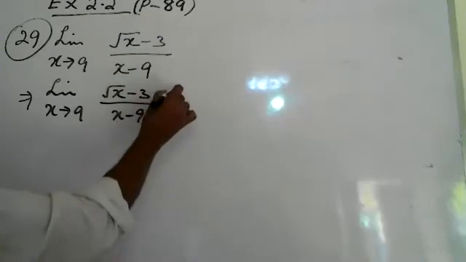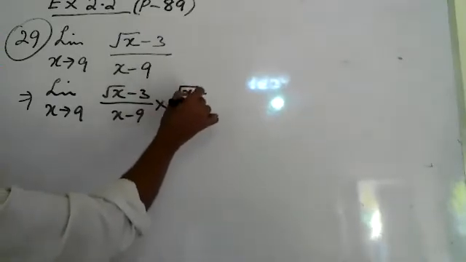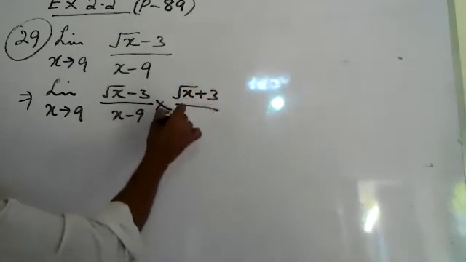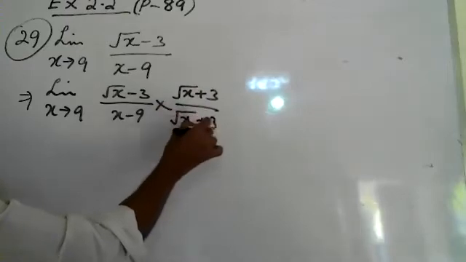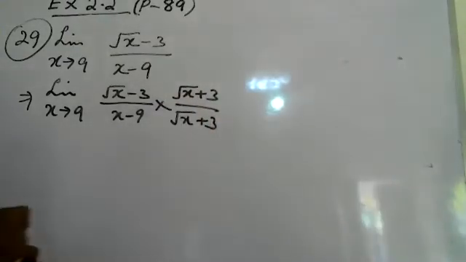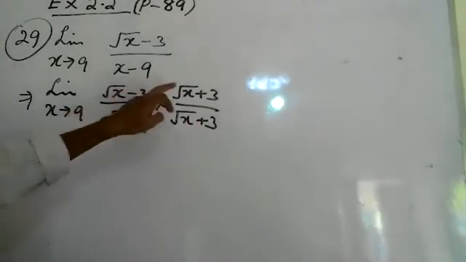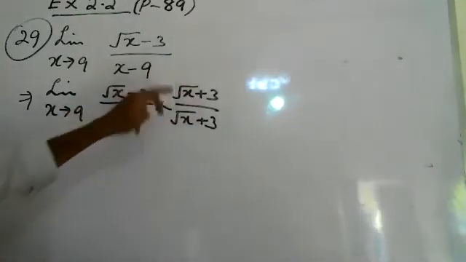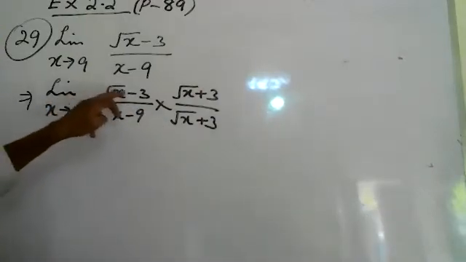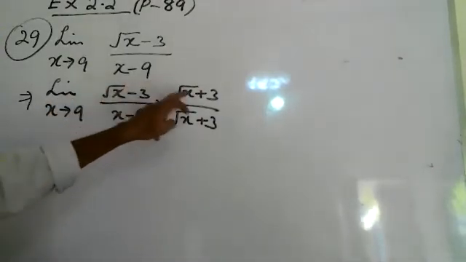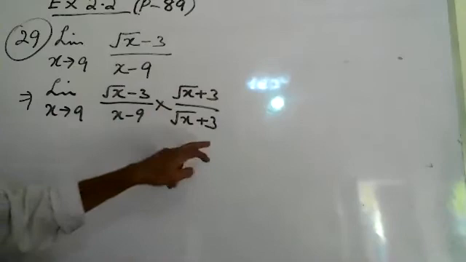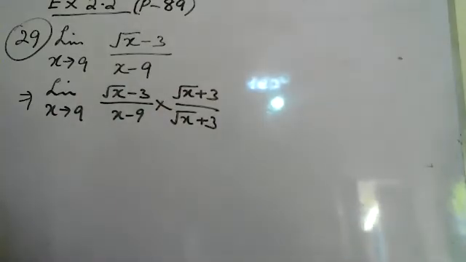What will be the conjugate? Under root x plus 3. The same number. If it is under root x minus 3, we will multiply it by under root x plus 3. Here as well as there. If it is under root x plus 3, we will multiply by under root x minus 3.